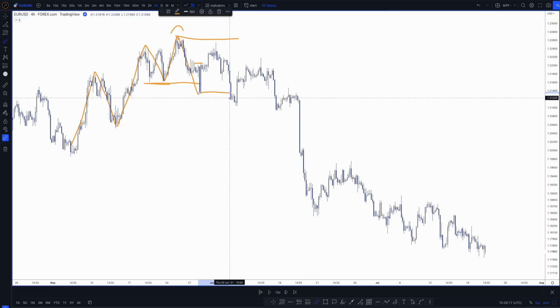Again, we have that swing breaker structure. What do we get? We get that bullish change of character over here. And then we have the internal structure shifting bullish to facilitate that pullback. And then what does it do? The internal structure then shifts bearish. Now we can target the weak swing low.